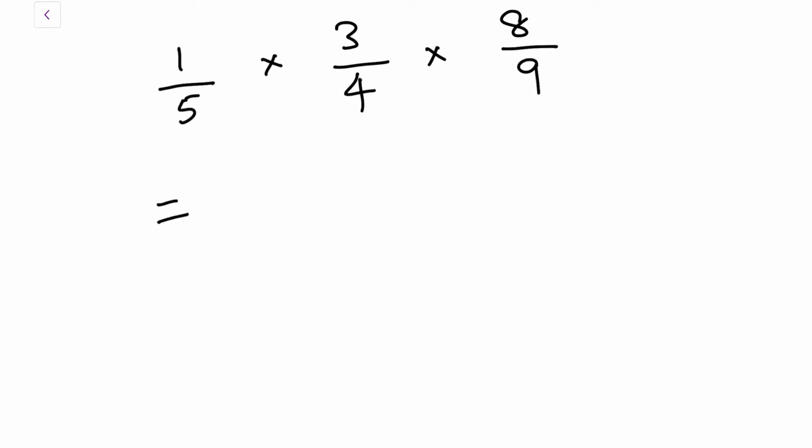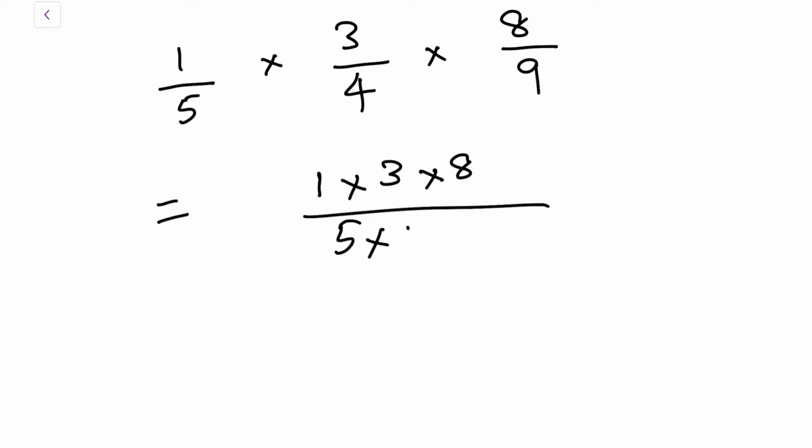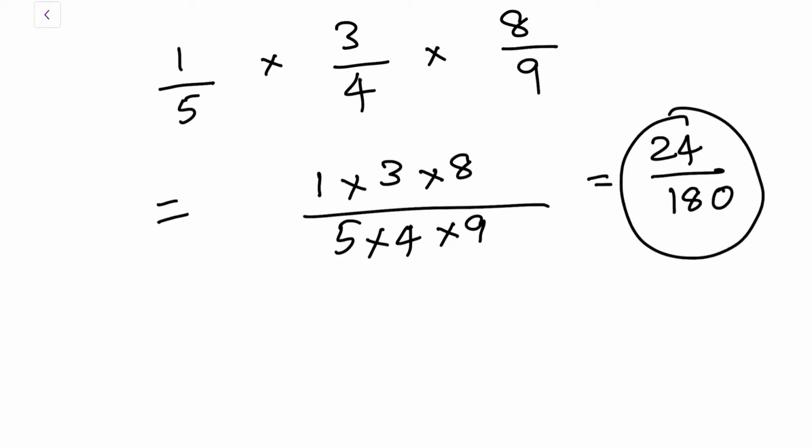You just have to take the product of numerators, 1 into 3 into 8, divided by product of denominators, that is 5 into 4 into 9. If you do this, you will get 24 by 180. But this is not the simplest form or the shortest form. So how do we change 24 by 180 into its simplest form?